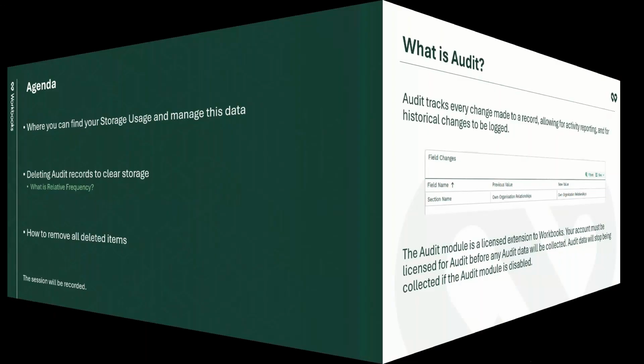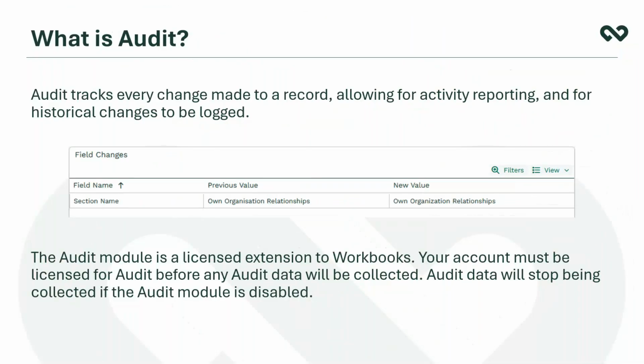So within Workbooks, you're able to track changes and user activity via audit. This can be reported on and will remain in your database unless deleted, or if you stop being licensed for the audit module. So you can see on the screen here that I've got an example audit record where the section name field has been changed to include a Z within own organization relationships.